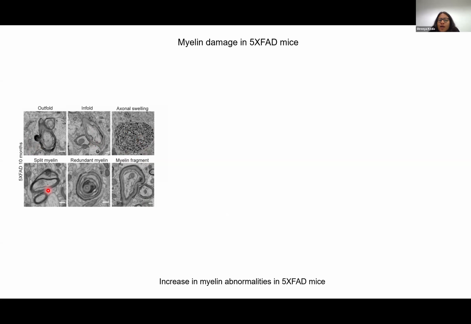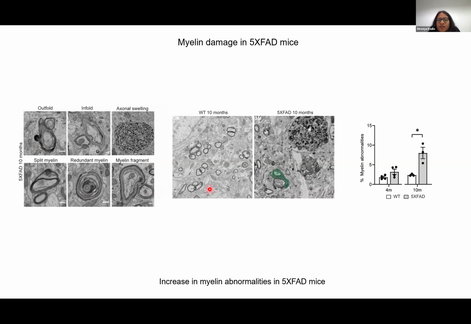Split myelin, where the same myelin sheet is split into 2. Redundant myelin, where the axon seems to be myelinated multiple times. And myelin fragments, where there are small chunks of myelin within the axon. I quantified myelin abnormalities in wild-type and 5xFAD animals at 4 months and 10 months, and I noticed that there was an increase in myelin abnormalities in 5xFAD animals at 10 months. The myelin abnormalities are shown in green in this picture.